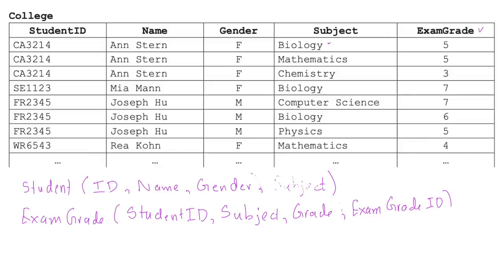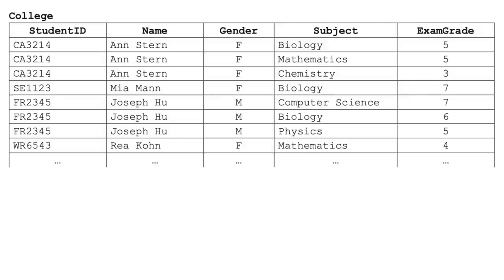So we've got a table with students: student ID, name and gender. We've got exam grades: student ID, subject, grade, and exam grade ID. We do have subjects included in here. I just don't really see any reason why we need a table for subjects. There's no other information associated with subjects besides the exam grade. So I think that's it. Let's go ahead and see what the answers tell us.